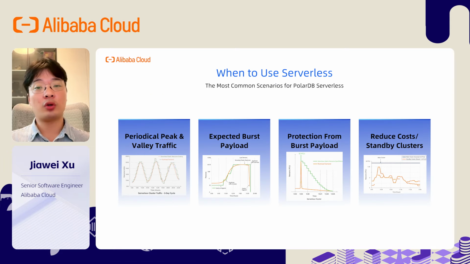So, when should you consider using PolarDB serverless? Here are the most common scenarios. Number 1, periodical peak and valley traffic. Number 2, expected burst payload. Number 3, protection from burst payload. Number 4, reduced cost scenarios for standby clusters.